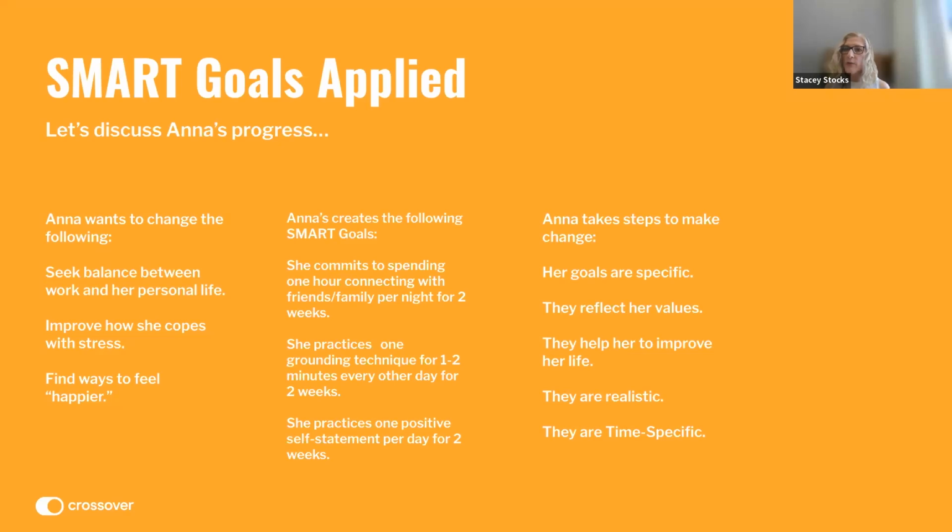And so when we talk about making change, we want to consider our values, but also use this SMART acronym to create or set some really healthy goals for initiating behavior change. Next slide, Josh.